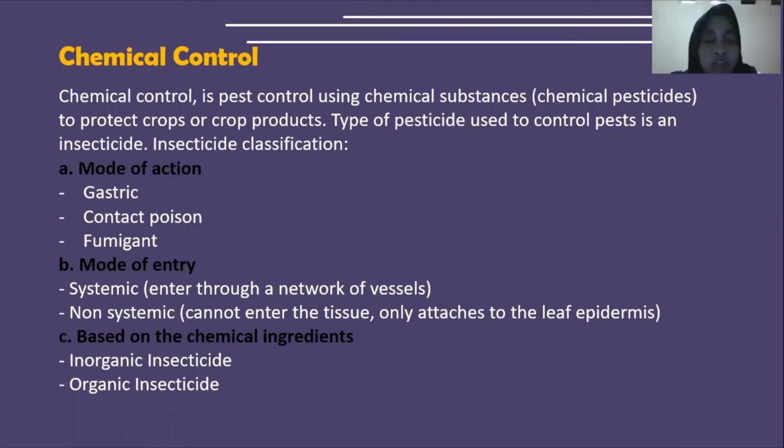Chemical control. Chemical control is pest control using chemical substances, chemical pesticide to protect crops or crop product. Type of pesticide used to control pests is an insecticide. Insecticide classification: A. Mode of action: gastric, contact poison, fumigant. B. Mode of entry: systemic, enter through the network of tissue. Non-systemic, cannot enter the tissue, only attached to the leaf epidermis. C. Based on the chemical ingredients: inorganic insecticide, organic insecticide.